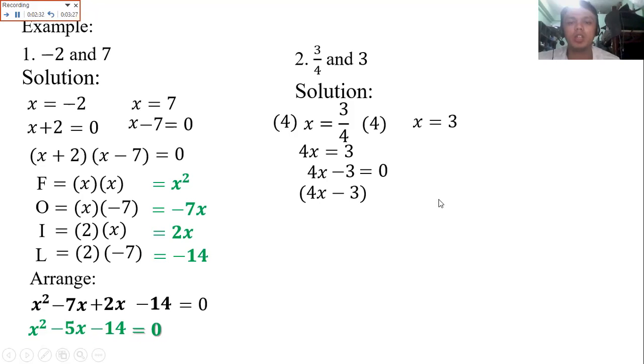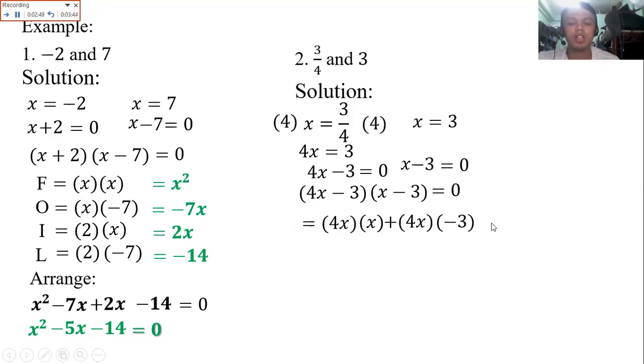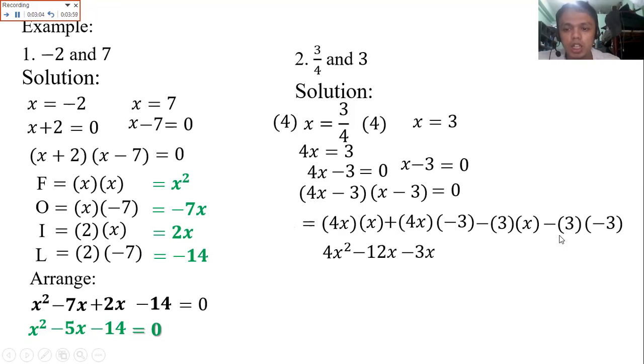Next is yung x equal to 3. Transpose 3 to the other side, magiging x minus 3 equal to 0. Then enclose it in parentheses ulit, equal to 0. So 2 factors na. Again, using the FOIL method, 4x times x, 4x times -3, -3 times x, -3 times -3. Yan. 4x times x, that is 4x squared. 4x times -3, that is -12x. -3 times x is -3x. -3 times -3 is +9.